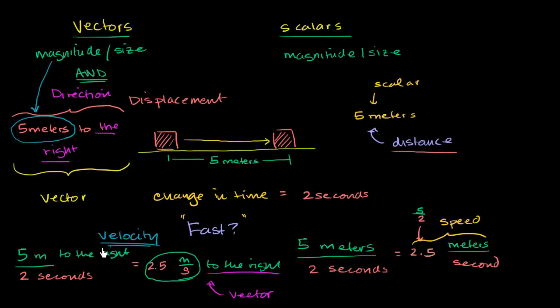So an easy way to think about it: if you're thinking about change in position and you specify the direction of the change in position, you're talking about displacement. If you're not talking about the direction, you want the scalar version, you're talking about distance. If you're talking about how fast something is going and you give the direction, you're talking about velocity. If you don't give the direction, you are talking about speed. Hopefully that helps you a little bit.